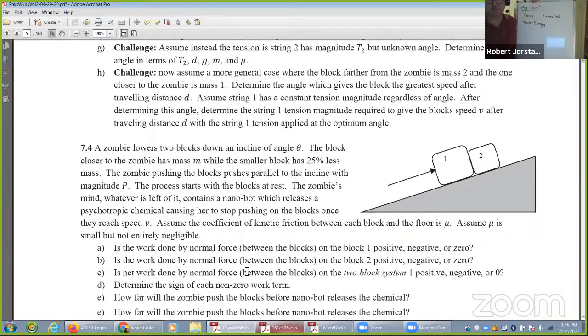Ooh, this has got a zombie with a nanobot releasing a chemical. Man, that sounds like a good problem.